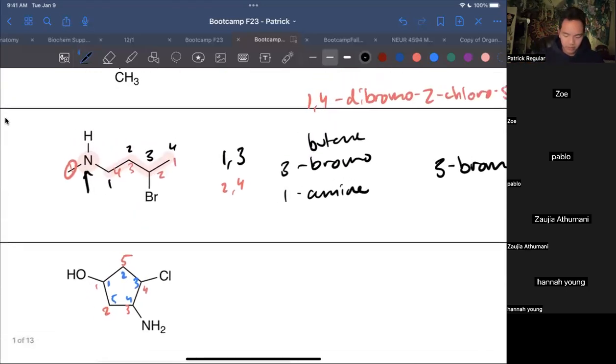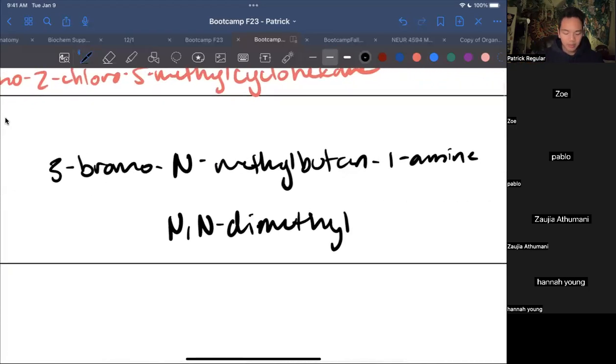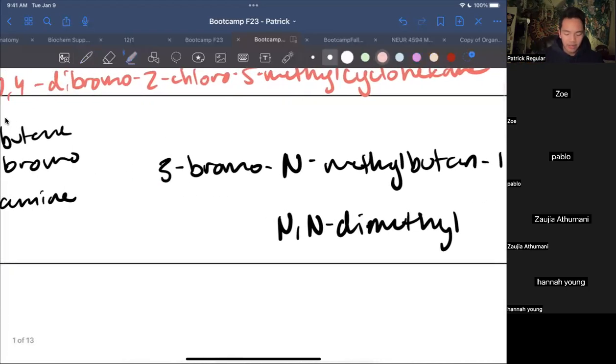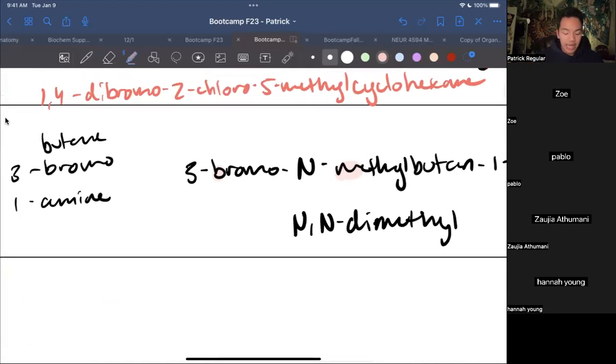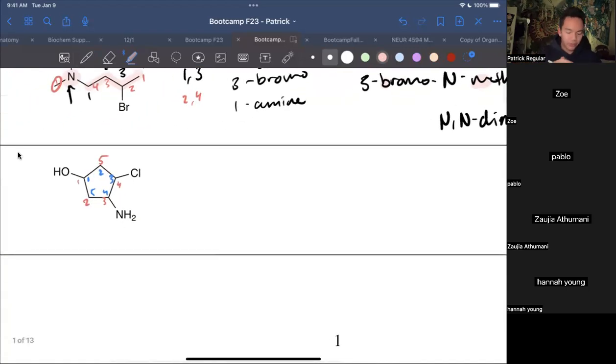Why doesn't the N come before the 3? N doesn't come before the 3 because we base the alphabetical order on the branch we use. If it was N-bromo 3-methyl, that would be different. Yeah, then the N and the 3 would be switched. All right, let's move forward.